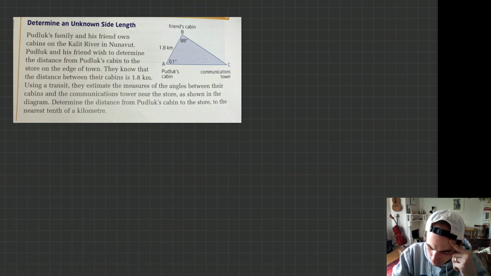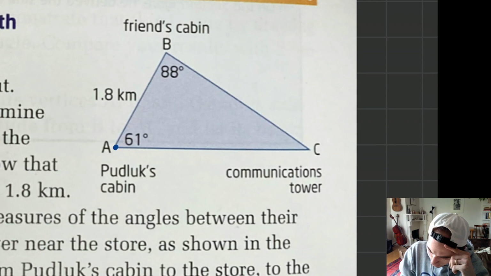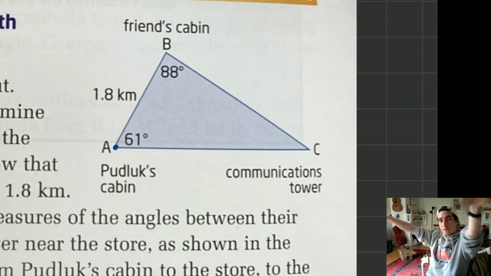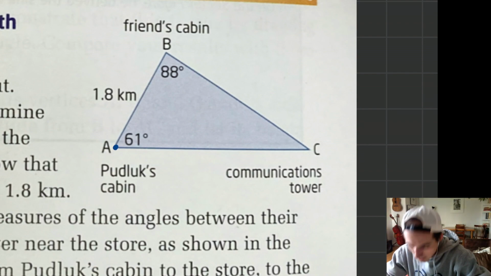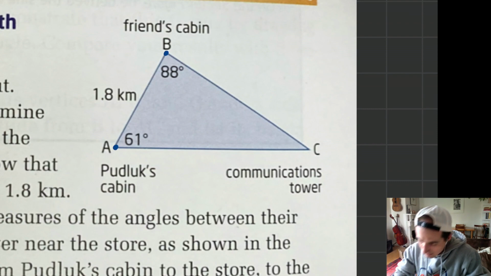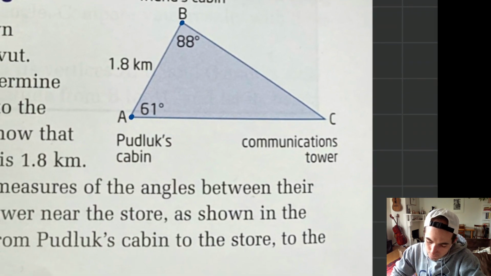And what they're able to do is, Pudluck can stay at their cabin and measure the angle between his friend's cabin and the communications tower. So it's basically saying, okay, the communications tower is over there, your cabin is over there. What's this angle that I've made? So that's what they've done. And then Pudluck's friend did the same thing. Pudluck's friend looked at Pudluck's cabin and then the communications tower, and recorded 88 degrees. And they know that the distance between their cabins is 1.8 kilometers.